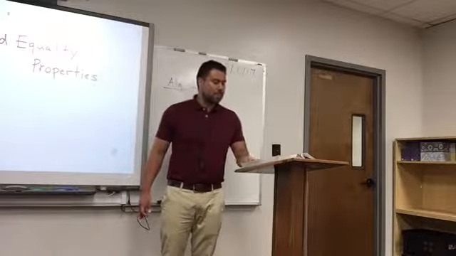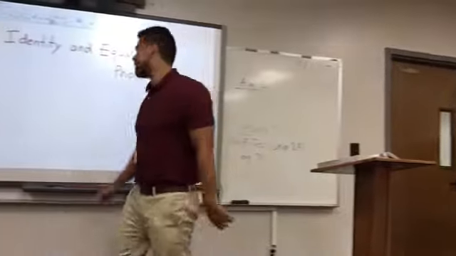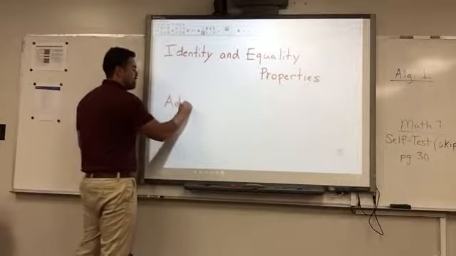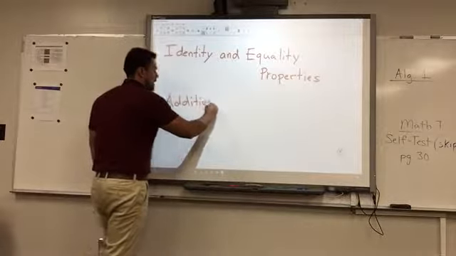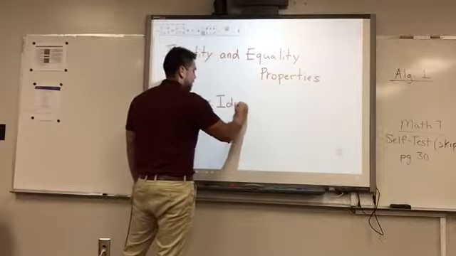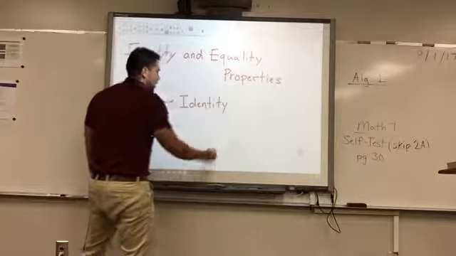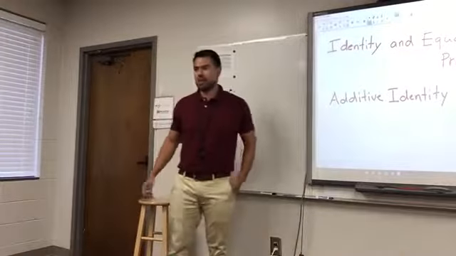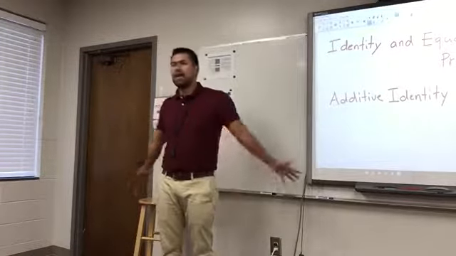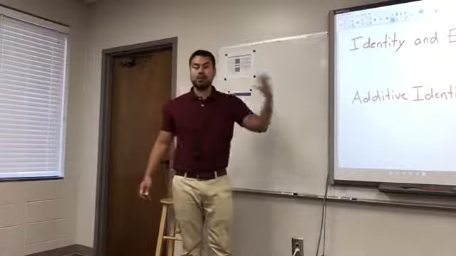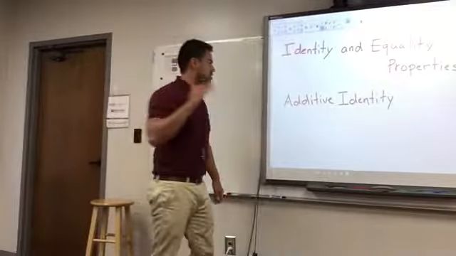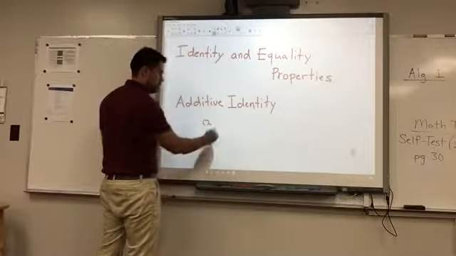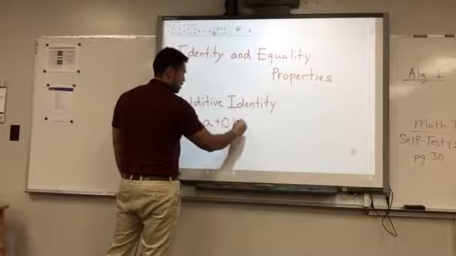If you're on page 37, what's the first yellow box titled? The first property? Additive. Additive what? Identity. Additive identity. It says for any number, what is it trying to tell me with the additive identity? What's the additive identity property? We talked about this not too long ago. Jack? Any number a plus 0 equals 0 plus a equals a.